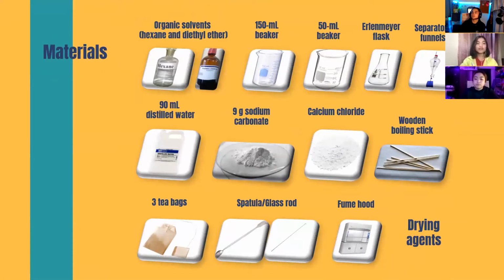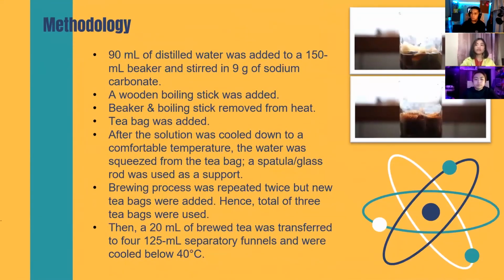For the materials and methods, the following are the materials and equipment utilized in conducting the experiment. And now for the procedures. 90 ml of distilled water was added to a 150 ml beaker and 9 grams of sodium carbonate until it dissolved. Then a wooden boiling stick was added and the solution was boiled.